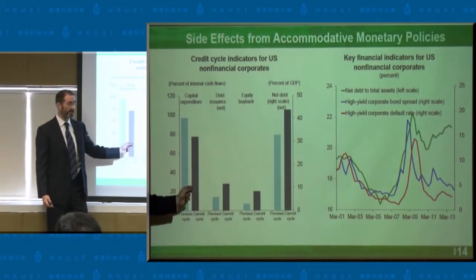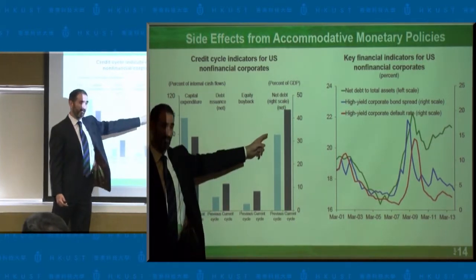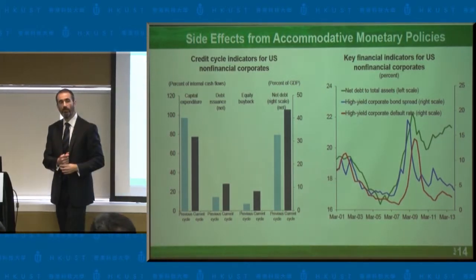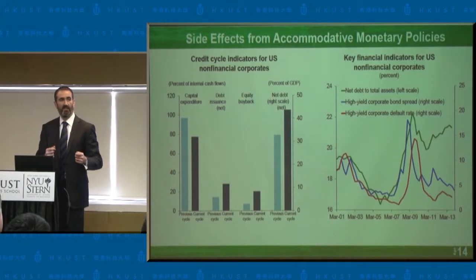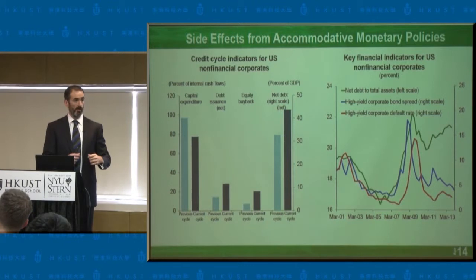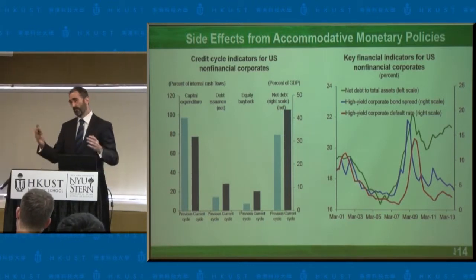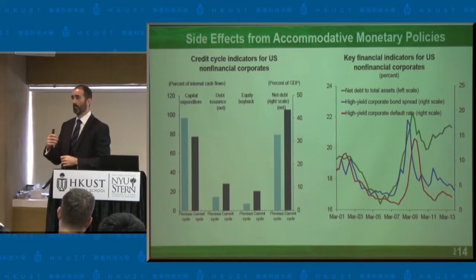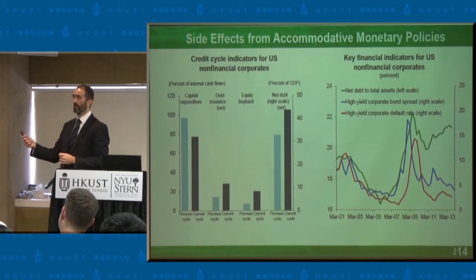And of course, what's the result of that? Higher net debt. So what we've seen is a process in which the non-financial corporate sector in the US is taking advantage of abundant liquidity and low interest rates to borrow, but not to invest. I mean, there is some investment going on, of course, but they are increasingly buying back their own equity and increasing their own leverage.